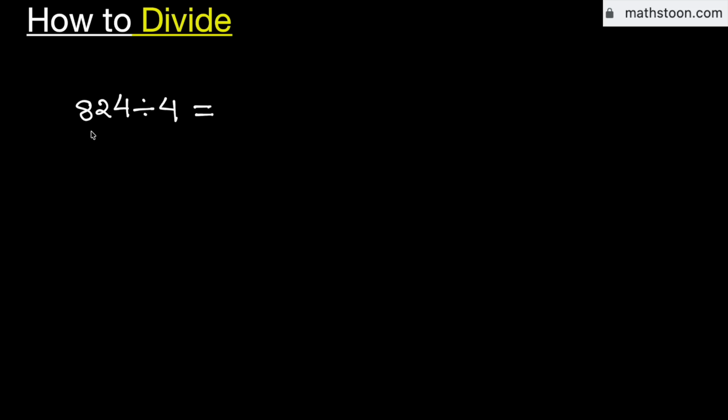In this video, let's learn how do we divide the number 824 by 4 using the long division method. Consider the first digit 8. We know that 4 times 2 is equal to 8. Subtract, we get a 0. Now 0 is less than 4.